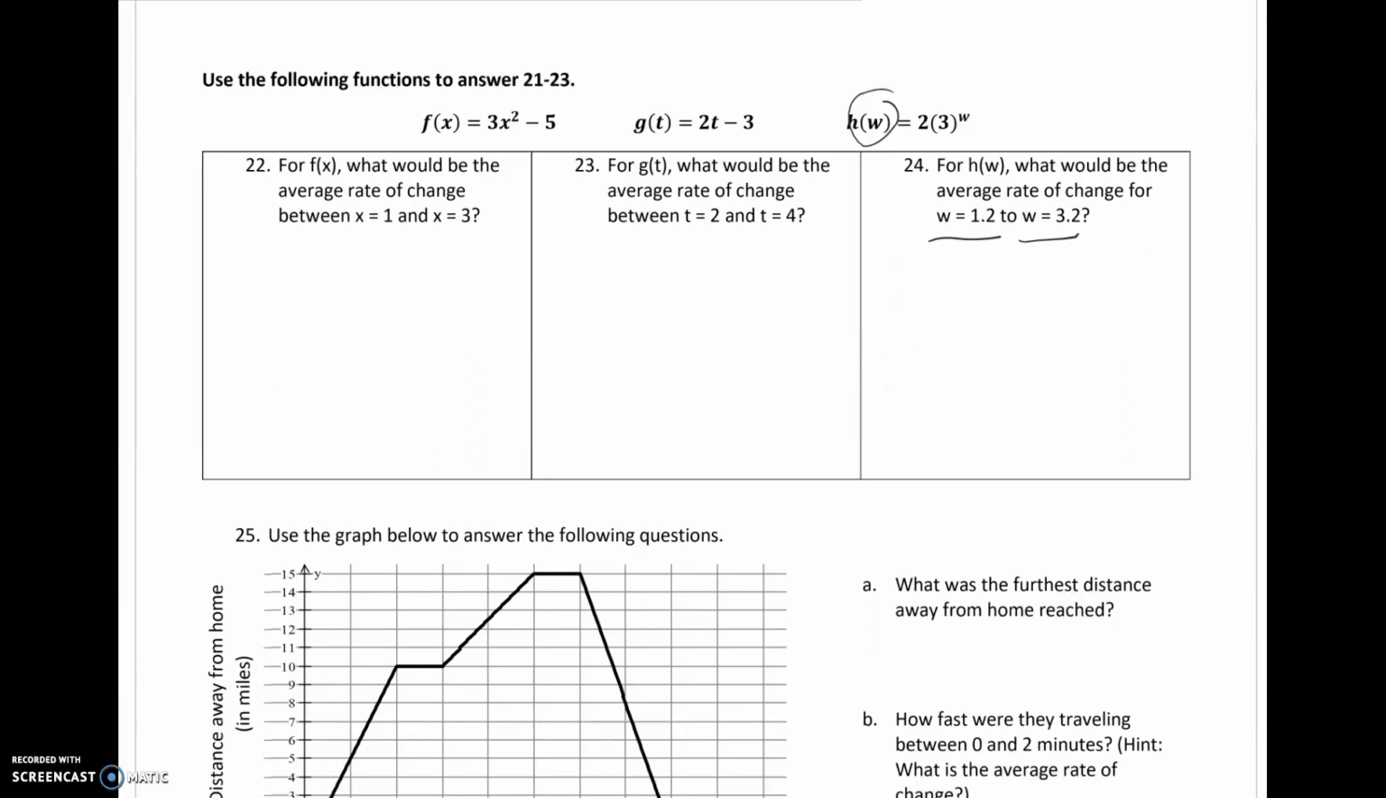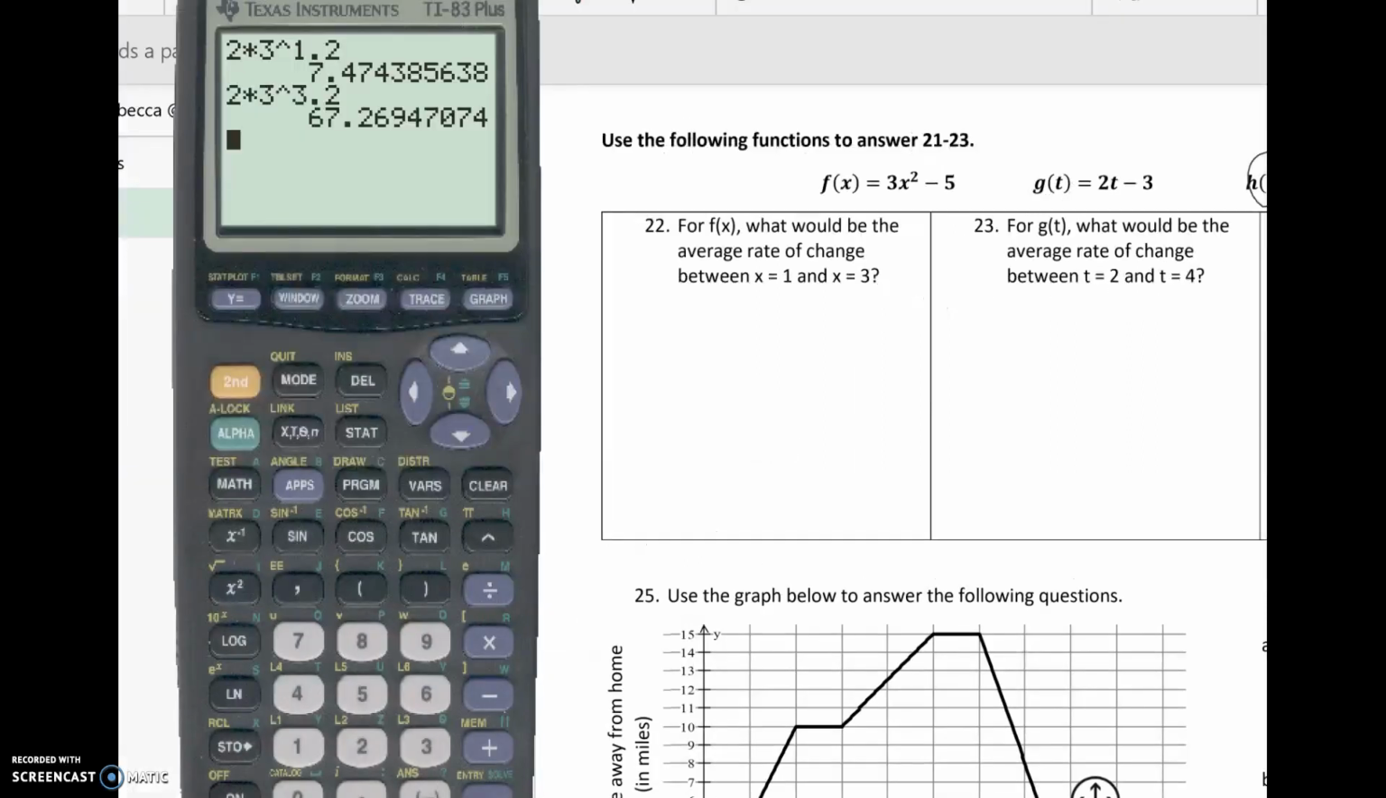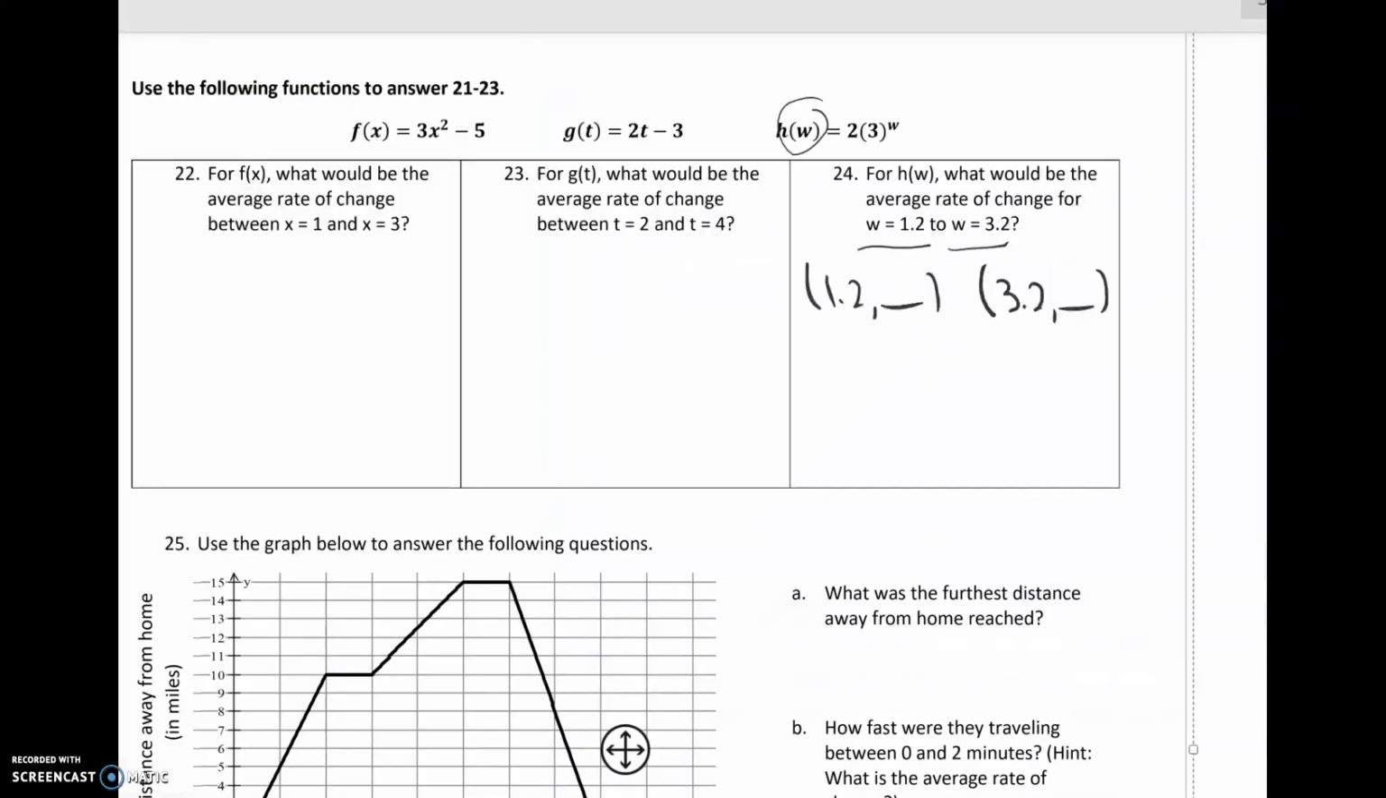Let me rewrite these. So I've turned on the calculator. I've already done this part. Let me just move over here so you can see. So I've already put the values in. I put 1.2 in, you can see, and 3.2. So I'm going to round these to the nearest tenths. It doesn't specify which way. So I'm going to make it 7.5 and 67.3. All right, so 7.5 and 67.3.